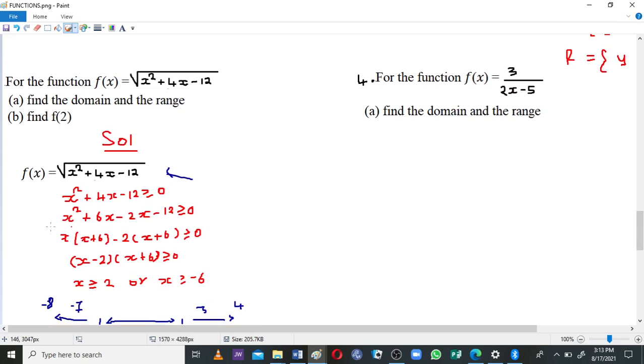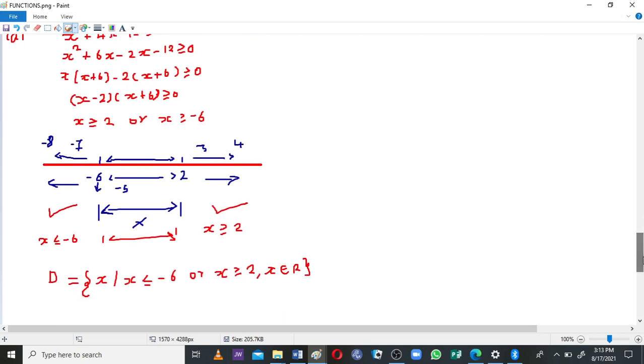So this was our a. Now we can solve for the range. We are still on a. Now the range. So we want the range. So how do we find the range for this function? Because we have the domain here, we can start plugging in these numbers and see what we are going to be getting.